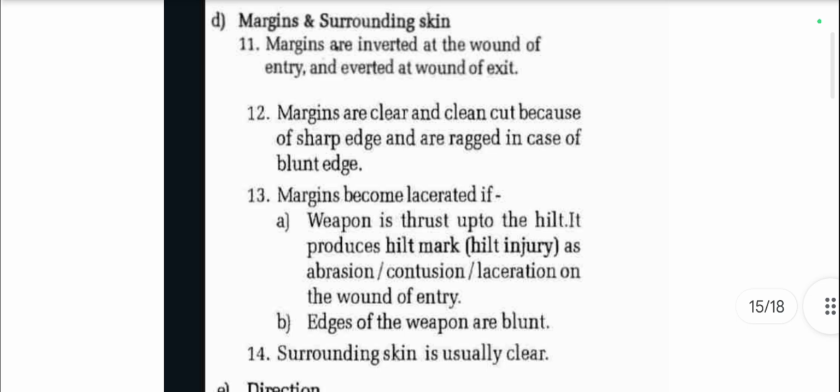What about margins in surrounding skin? Margins are inverted at the wound of entry and everted at the wound of exit. We all know. Margins are clear and clean cut because of sharp edge and are ragged in case of blunt edge. Margins become lacerated if weapon is thrust up to the hilt. It produces a hilt mark, hilt injury, as abrasion, contusion, laceration on the wound of entry. Hilt mark is very important. Edges of the weapon are blunt and surrounding skin is usually clear.